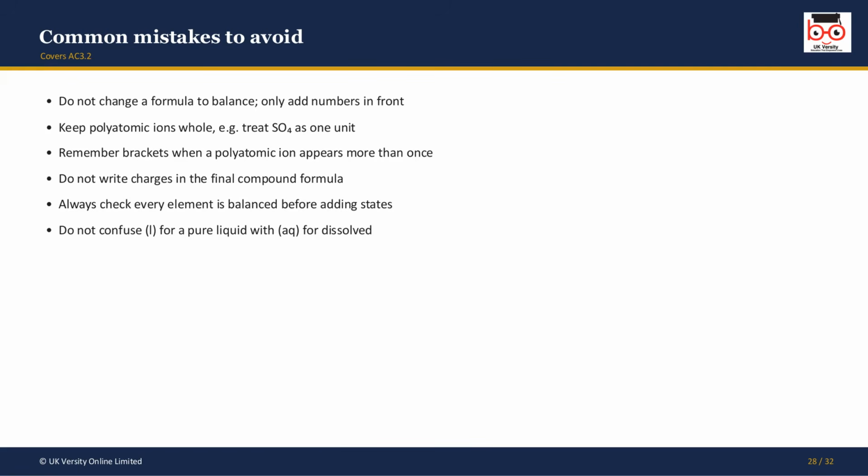A few common mistakes to steer clear of. Never change a formula to balance an equation, only ever add numbers in front. Keep polyatomic ions whole, treat sulfate as a single unit. Remember your brackets when a polyatomic ion appears more than once. Don't write charges in the final compound formula. Always check every element balances before you add the states. And don't confuse liquid, a pure liquid, with aqueous, something dissolved in water.